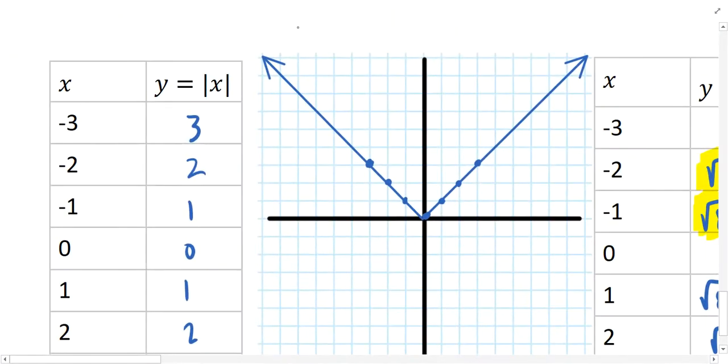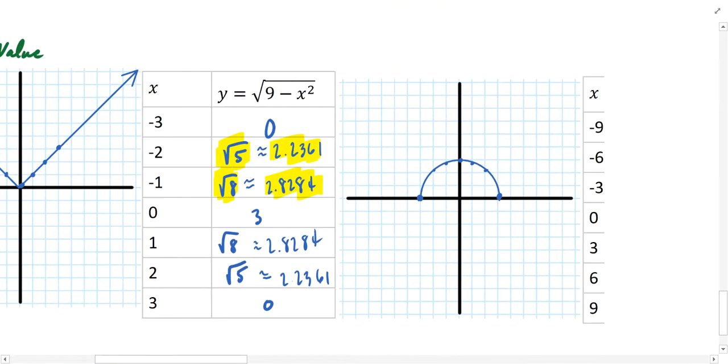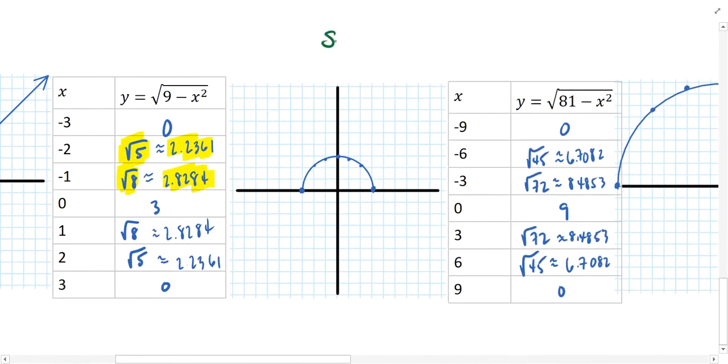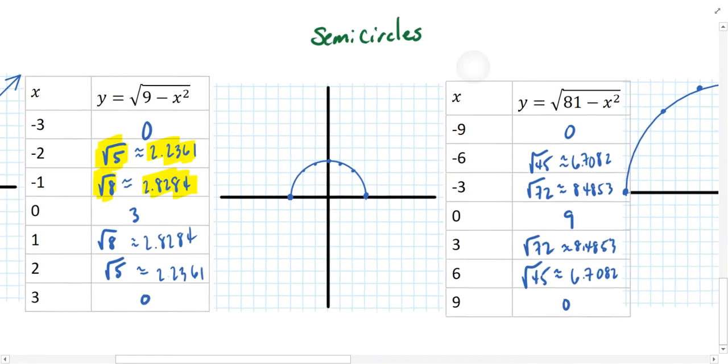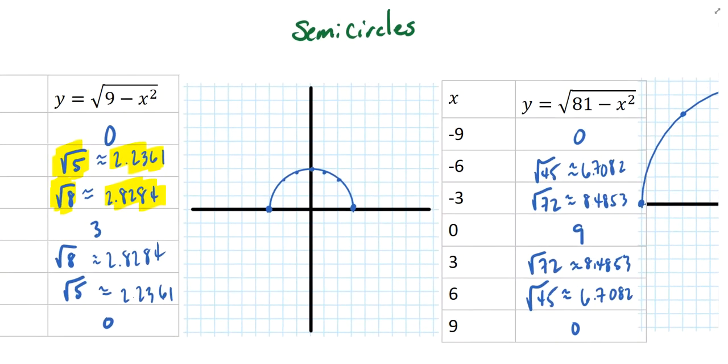Finally, this one's called the absolute value graph. No surprises there. And then these two examples at the end are both examples of semicircles. Now, there are equations to draw full circles in what we call a conic section, but full circles are not functions. So we're going to deal solely with semicircles. And the generic form of a semicircle is actually going to be this, the square root of r squared minus x squared, where r stands for the radius.